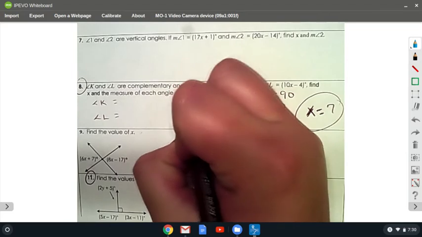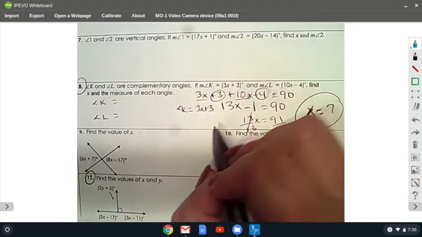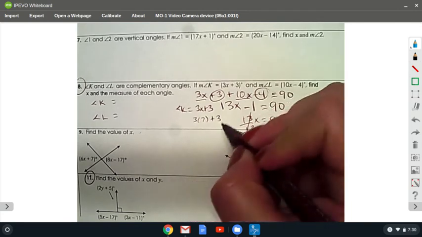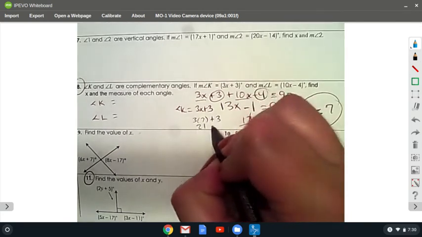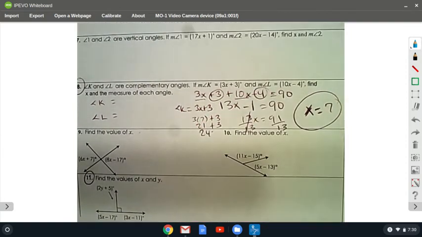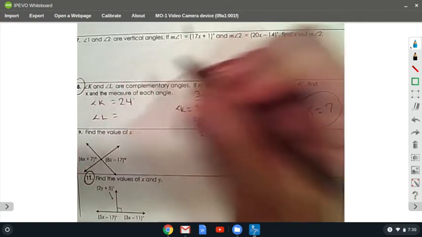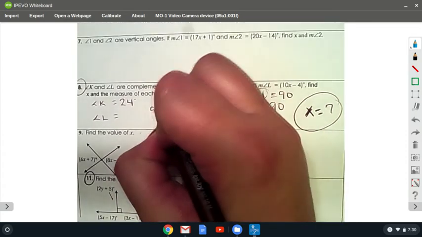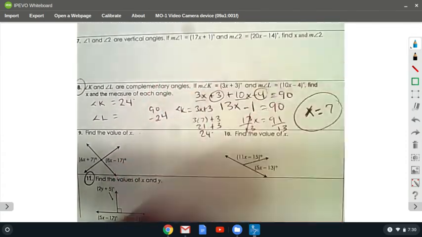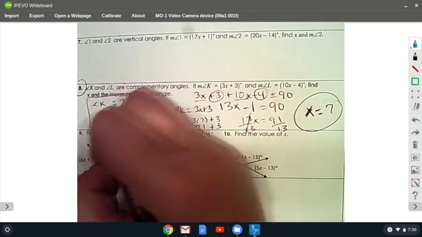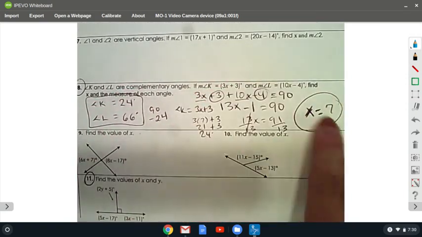K is 3x plus 3. So I'm now going to plug in that 7. So I got 3 times 7 is 21, plus my 3 gives me 24 degrees. So I know that angle K is 24 degrees. I also know that K and L are complementary. They add to 90. So I can just find angle L by doing 90 minus 24, and I get an angle L of 66 degrees. So now I found both angles and I found x.